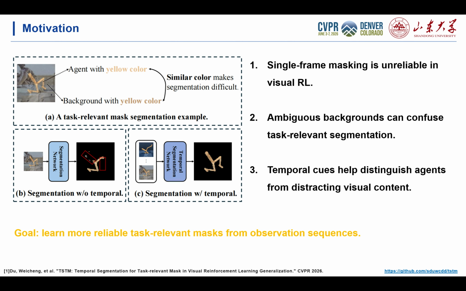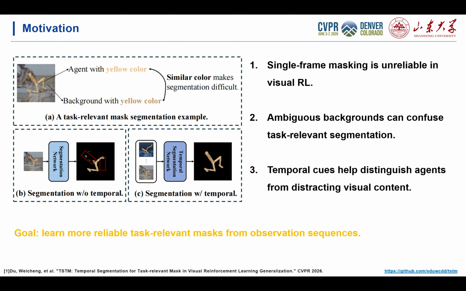In visual reinforcement learning, many existing masking methods rely only on a single current observation. However, single frame masking is often unreliable. As shown in this example, when the agent and the background share similar colors, segmentation becomes difficult. Without temporal information, the predicted mask may include irrelevant background regions or miss important parts of the agent.